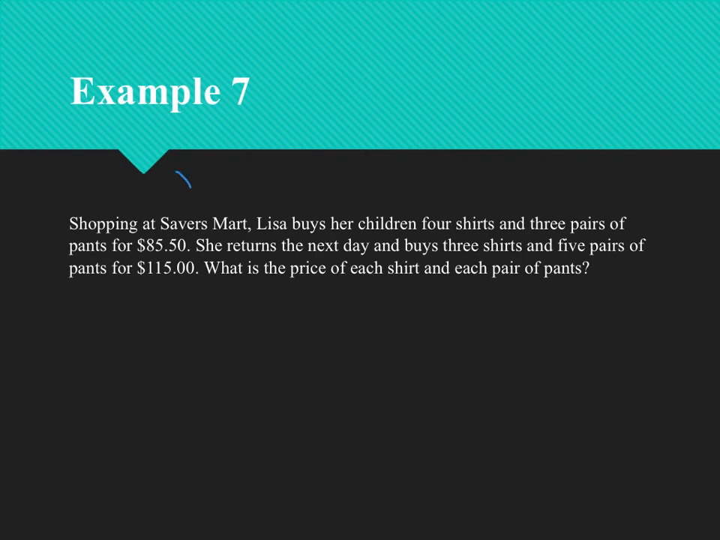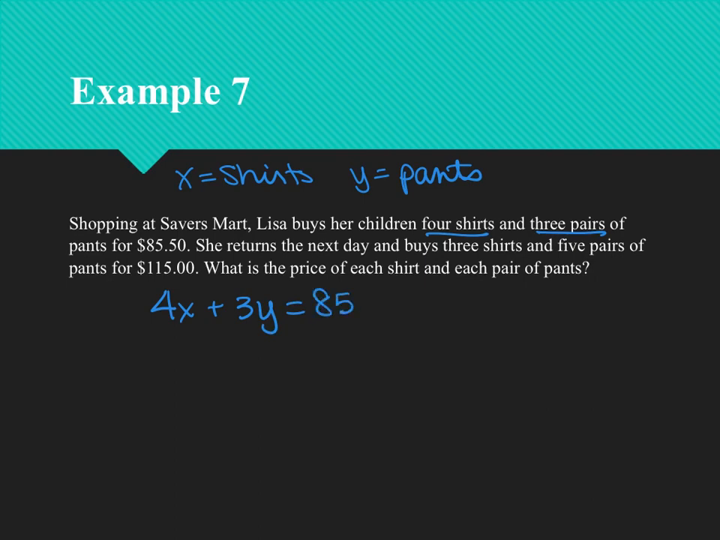So in this case, I'm going to identify my X as my shirts and my Y as the pair of pants, or the price for the pants. So then my first equation, as I'm told that she buys 4 shirts, so I have 4X and 3 pairs of pants, or 3Y, and that's going to give me a price of $85.50. Then for my second equation, she has 3 shirts, or 3X, plus 5Y equals 115.